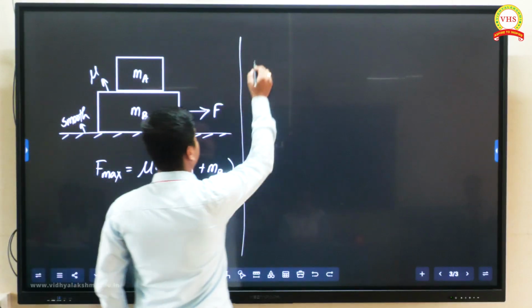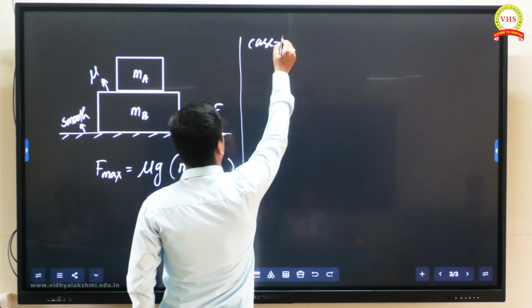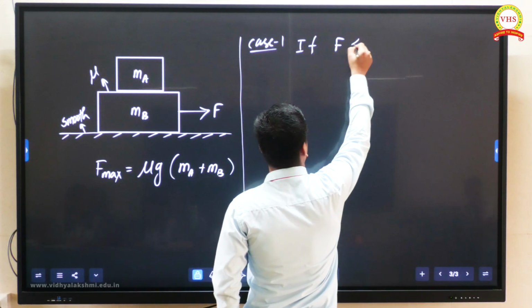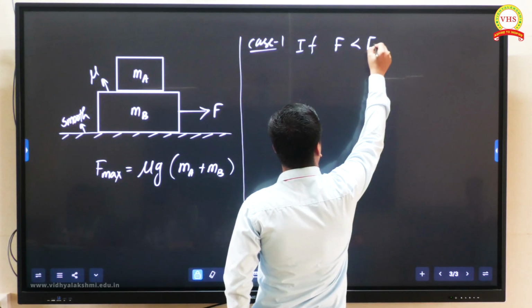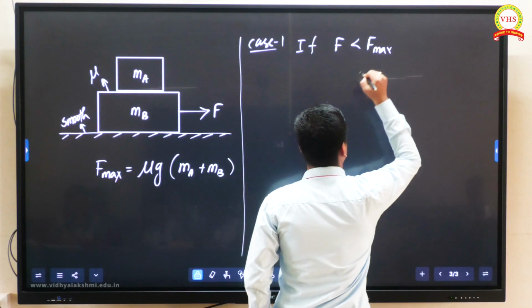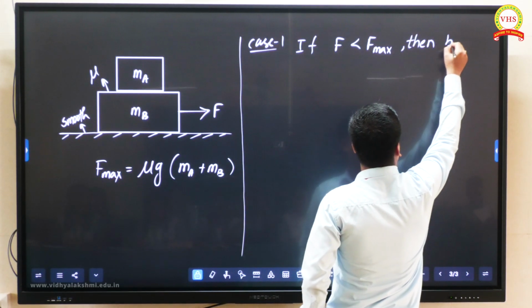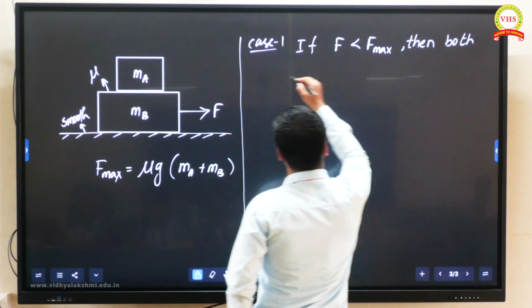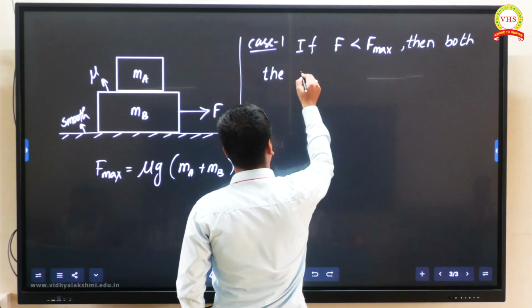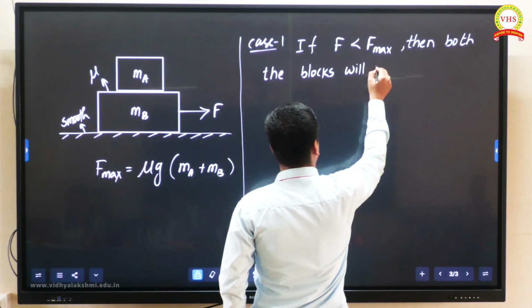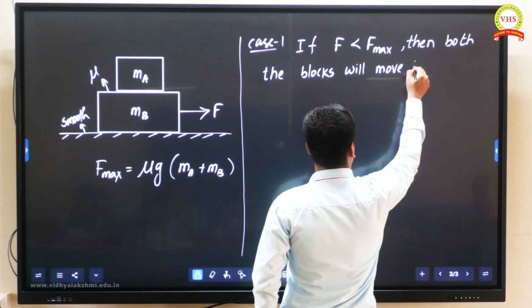And after that we told two conditions. Take here, suppose, case 1. If F is less than capital F max, then what will happen? Then both the objects, both the blocks, will move together. This is the condition we got.